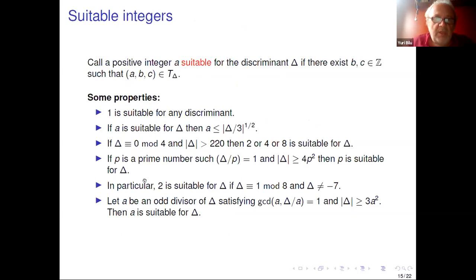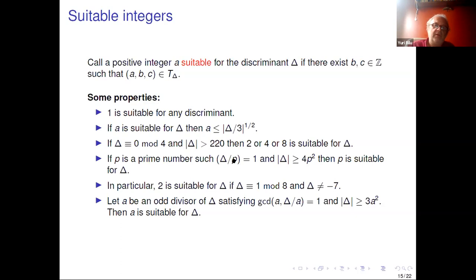Now also some recipes. For instance, if delta is even and not too small, then we always have either 2 or 4 or 8 as a suitable integer. So for even discriminant we have a very small suitable integer. Next, the crucial property. If we have a prime number such that the Kronecker symbol of delta over p is 1, which for an odd prime simply means that delta is a square mod p, and again this prime is not too big, then it must be suitable for delta. This is true also for 2. What is Kronecker 1 for 2? It simply means that delta is 1 mod 8. Then 2 must be suitable for delta.